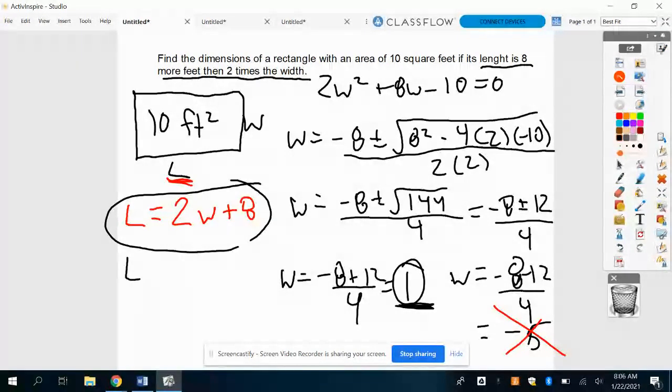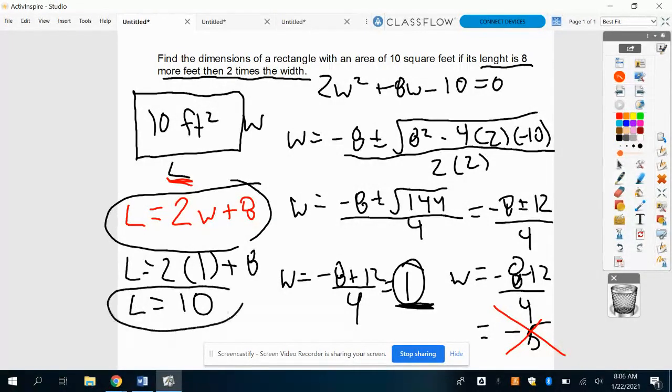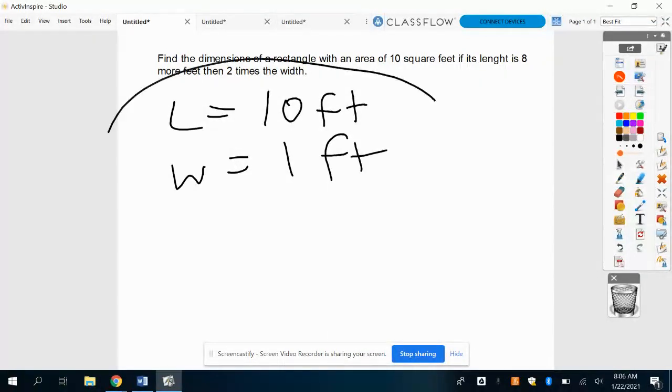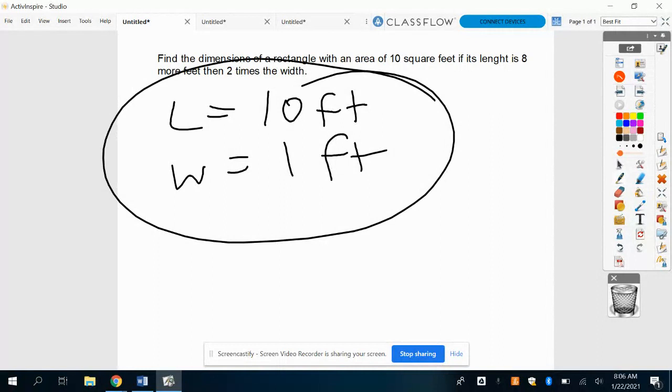Our length is going to be what we plug W in as, which is 1. So our length here is going to be 2 times 1 plus 8, which is 10. So we know that the length here is 10, and the width is this 1. So if you want to write your dimensions, your final answer is going to be the length of 10 feet and the width of 1 foot. And that's your answer to this problem.